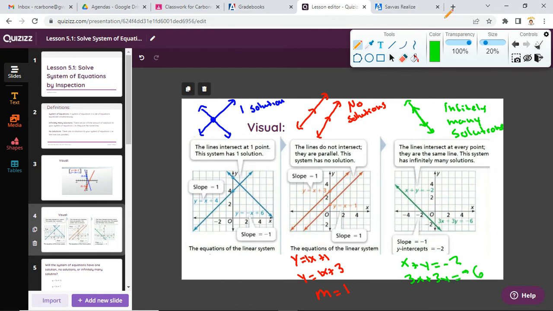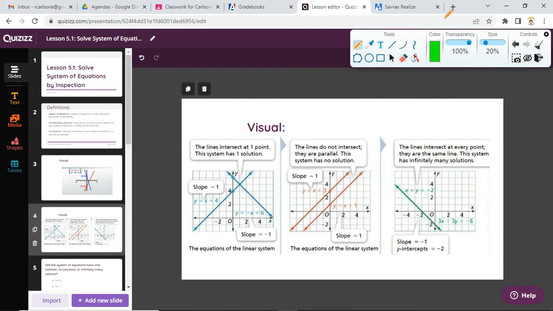If we end up putting these into slope-intercept form here, or we solve for y, we're going to find out that these both have the same slope and the same y-intercept. We can see that right here. They have a slope of negative 1 and a y-intercept of negative 2. So since both of those are the same, that means these lines are going to be exactly the same. Or they're going to intersect at infinitely many points, meaning there are infinitely many solutions to that system of equations.